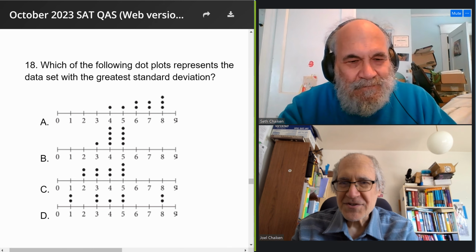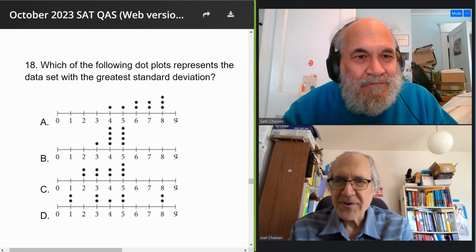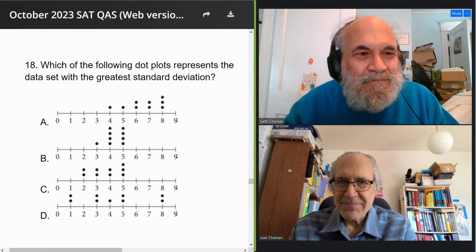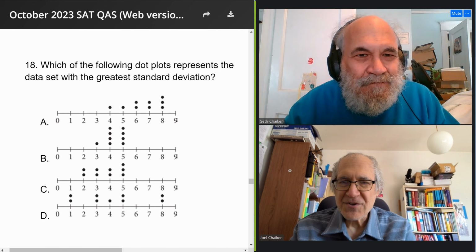Here's our question. Please pause the video, try it, and come back and we'll do it. Which of the following dot plots represents the data set with the greatest standard deviation?